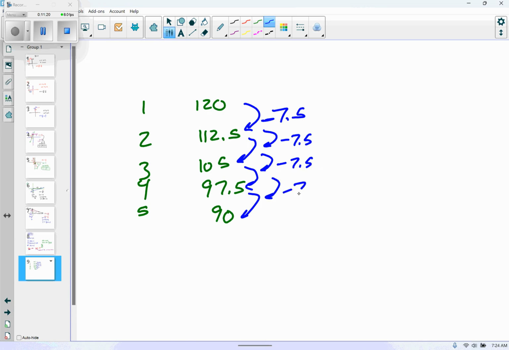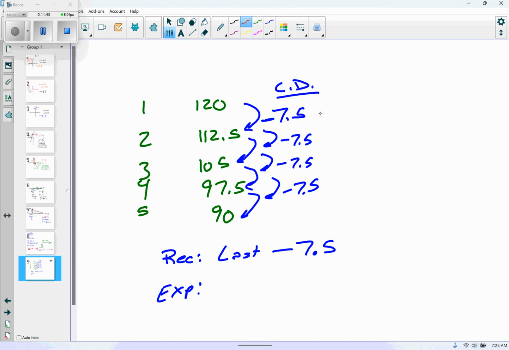So they're all dropping by the same thing, so I have a common difference. We'll call it CD for common difference. Okay, so our recursive will be last minus 7.5, and my explicit function is going to be, and so this is going to be arithmetic because I was just subtracting, right?